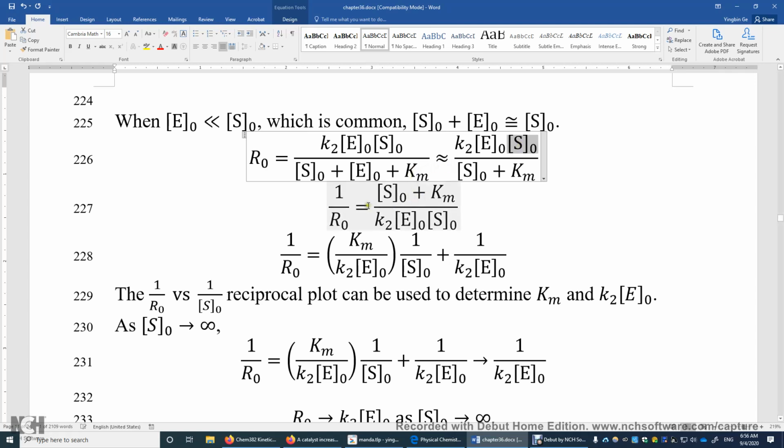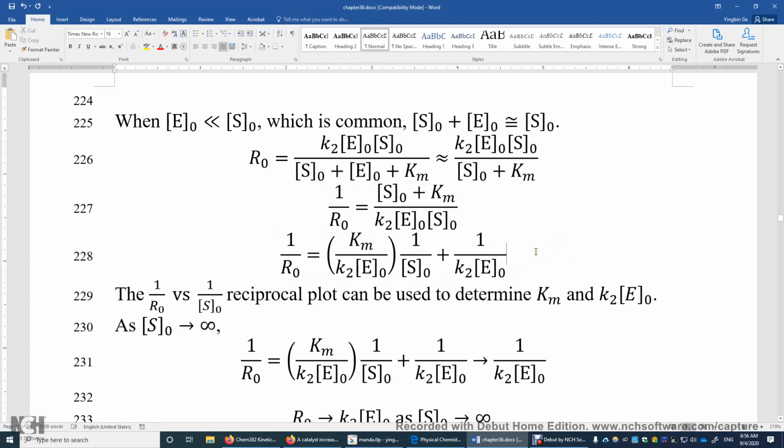So 1 over R naught is equal to S naught plus Km over K2 times E naught times S naught. Why do we do that? Look, you have the sum on the bottom here, right? We cannot separate the sum in the denominator. However, if we flip the sum to the top, we can separate them. So once we take the reciprocals of both sides, we can actually separate these two terms. One here and one here.